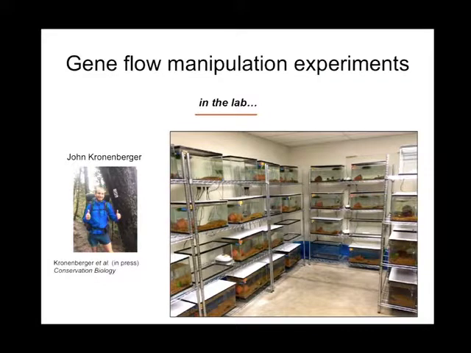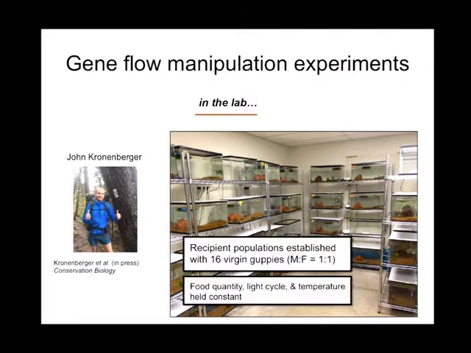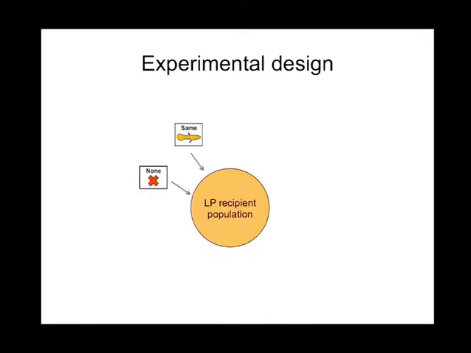So for this experiment, we collected low predation guppies from Trinidad and seeded populations in these 10-gallon glass aquaria with 16 individuals each. Our environment was held constant, including food quantity, so even if population sizes changed, we kept the amount of resources they were getting consistent. And so the goal here, like I said, was to test these different augmentation scenarios on population fitness.